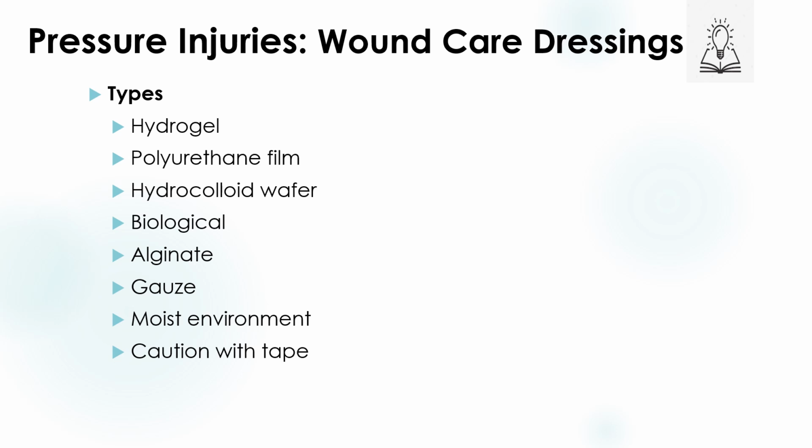So, maintaining a moist environment is crucial for optimal healing. So dressings like hydrogels, hydrocolloids, and alginates help achieve this by keeping the wound bed moist, which promotes migration of cells for tissue repair. And also, caution with tape.